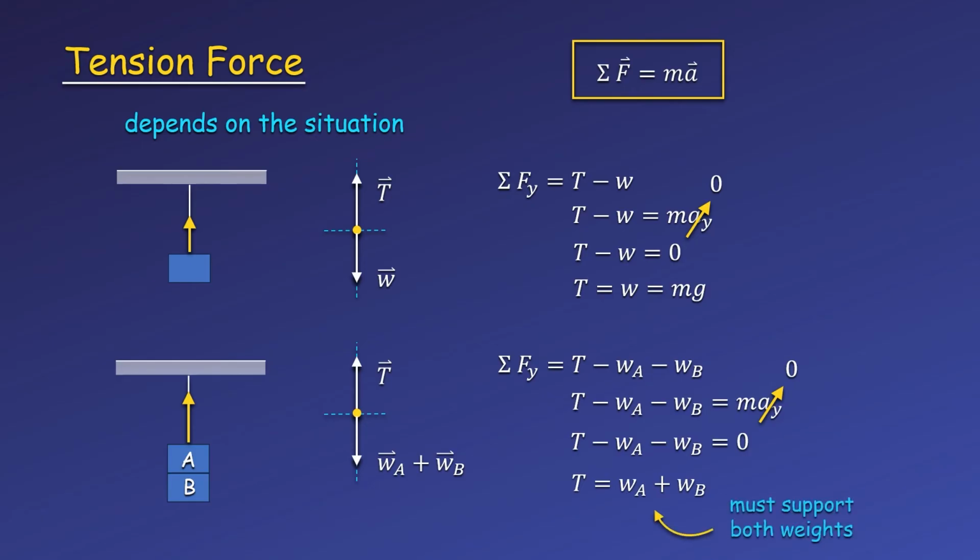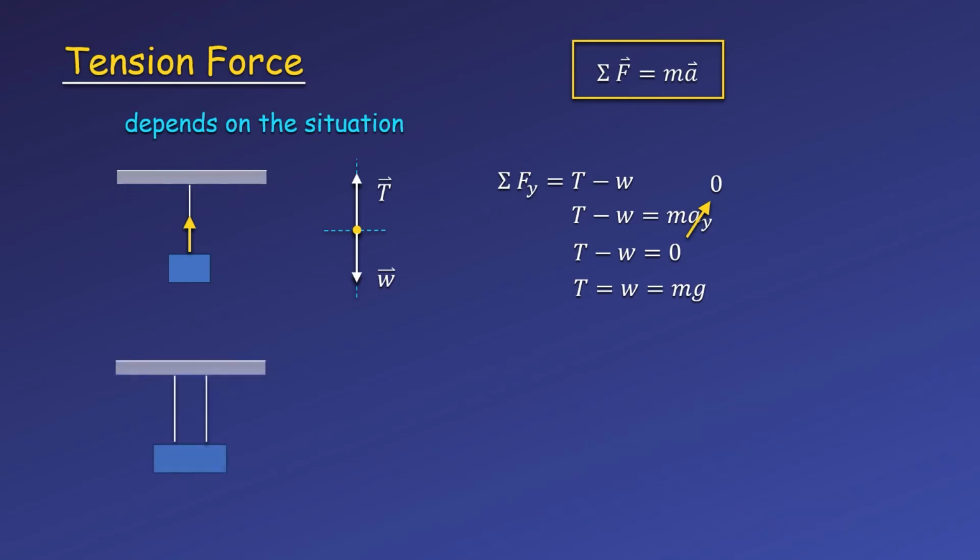The tension now has to support both weights A and B. I quickly want to mention that we usually draw free body diagrams and use Newton's second law on only one object at a time. But here again, we were treating both masses as a single object, and they would behave the exact same way as one big block that had the mass of both individual blocks.